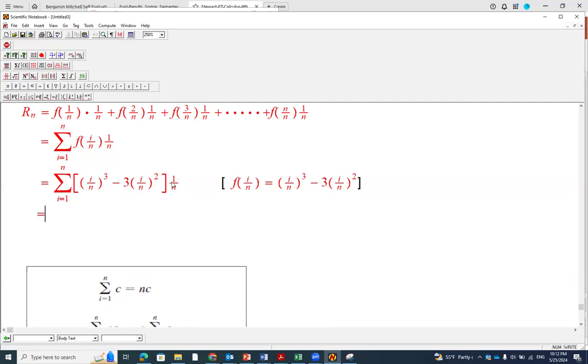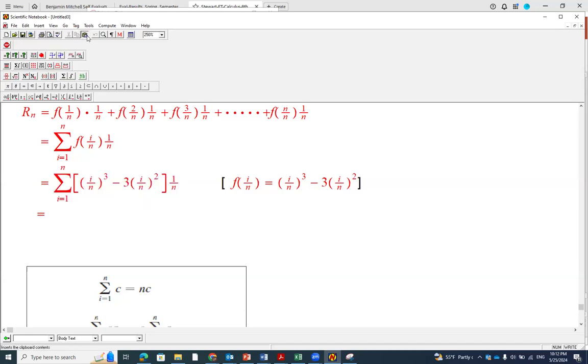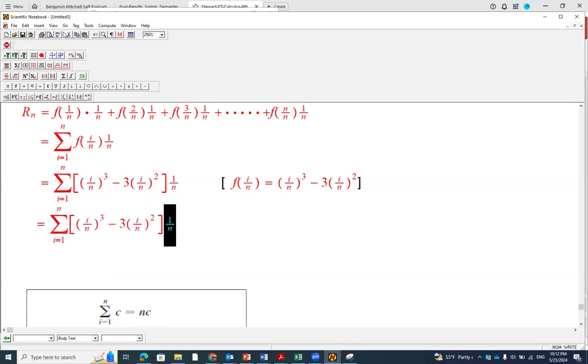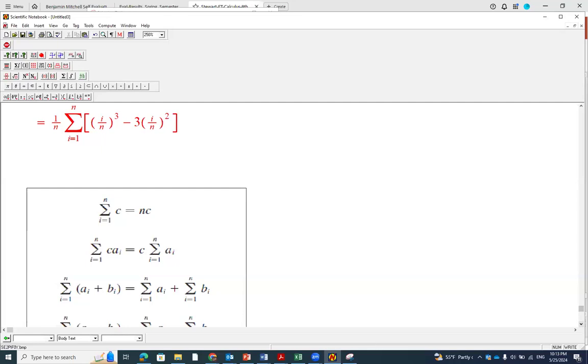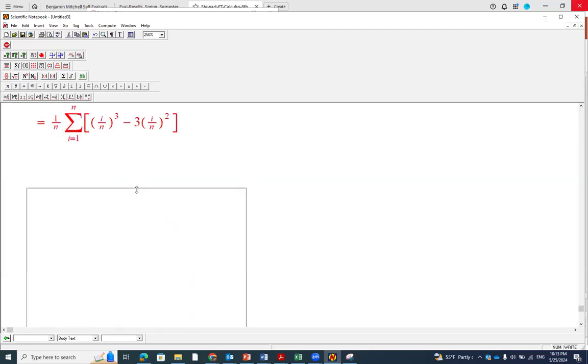Next, for the summation, this 1 over n, I can bring it outside because it doesn't have anything to do with i. Inside, this will turn into 2 summations. Look, the subtraction. So it could turn into two summations. That's what we're going to do.